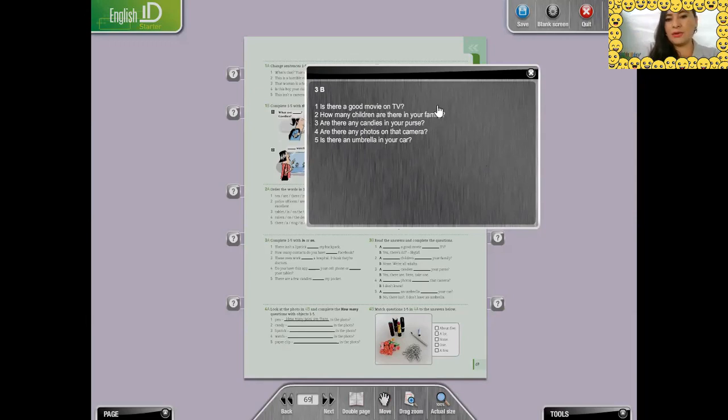Number 1, is there a good movie on TV? 2, how many children are there in your family? 3, are there any candies in your purse? Are there any photos on that camera? And the last, is there an umbrella in your car? Well, these are the questions you have to use, or these are the words you have to use to complete the questions.